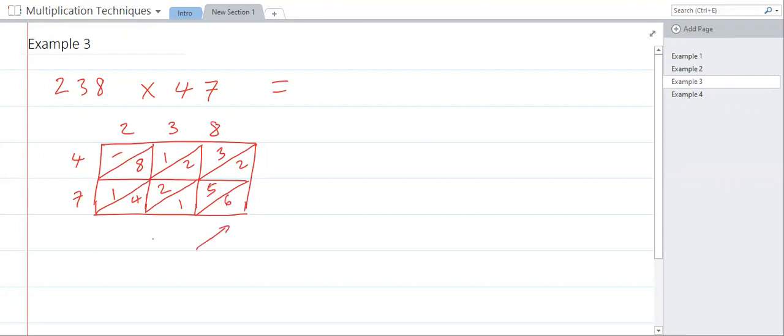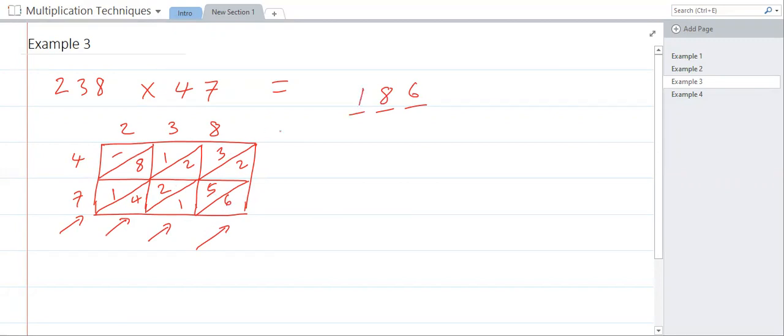Now adding up in this direction. Okay, we've got nothing here. Now adding up all these numbers here. So we are going to get 6. 1 plus 5 is 6 plus 2 is 8. Then 4, 2, 2, 3. 4 plus 2 plus 2 plus 3. That will give us 11.